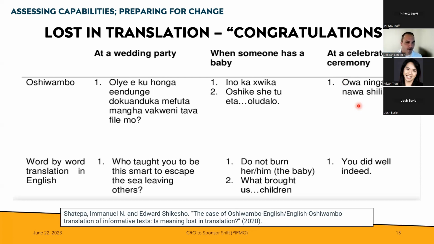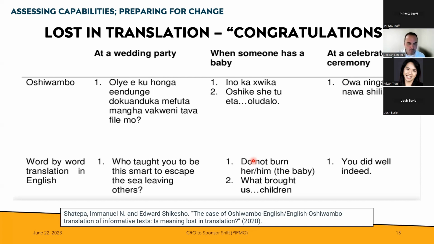And some of them are kind of funny. I thought this one, "Do not burn the baby," or "What brought us the children," was kind of funny. But this is an example of where the language that we use, we all have context for in our own minds. We all have expectations about what that's going to mean to somebody else. But these results show that some translations cannot maintain their primary meanings with direct translation.